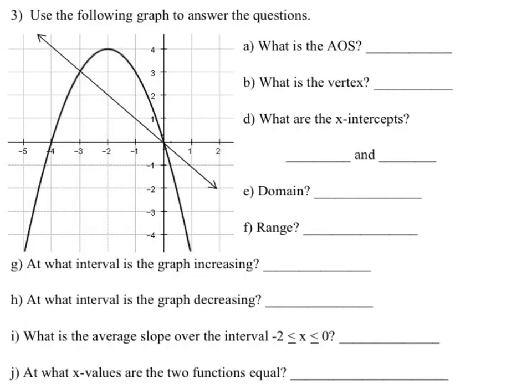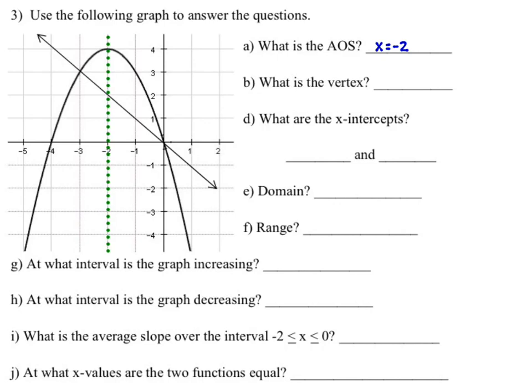Going on to number 3, again we have a graph with a line intersecting it. It says, what is the axis of symmetry, AOS? Axis of symmetry, we're talking about the parabola here. Well, the axis of symmetry is the line for which the parabola reflects upon itself. And remember, we always write it as x equals. So in this case, it would be x equals -2.